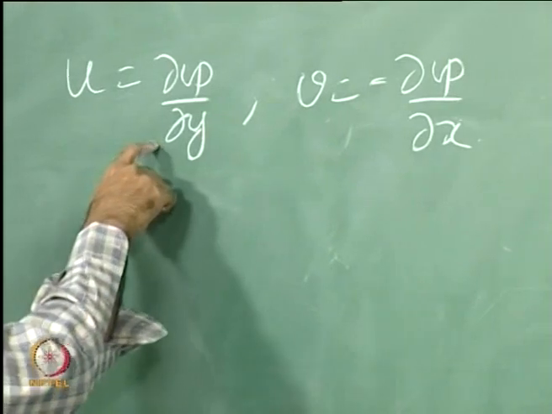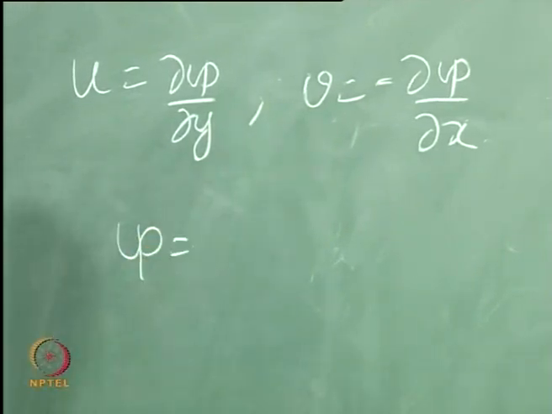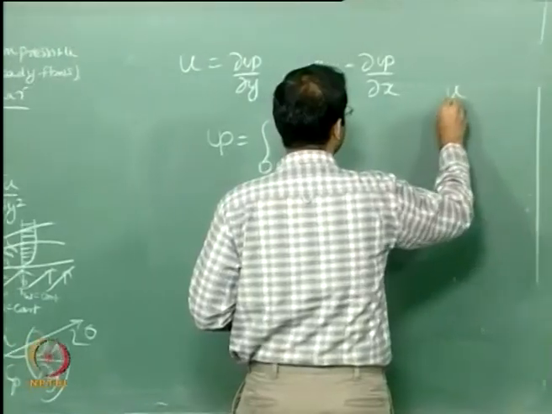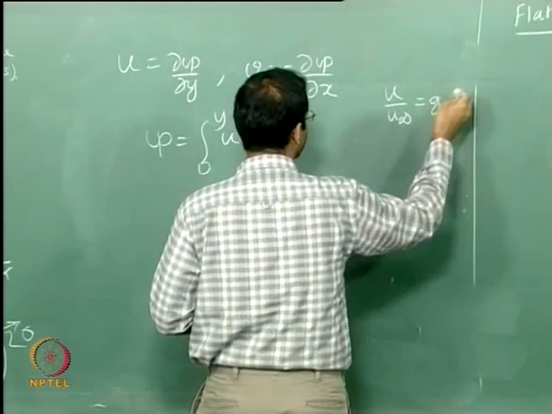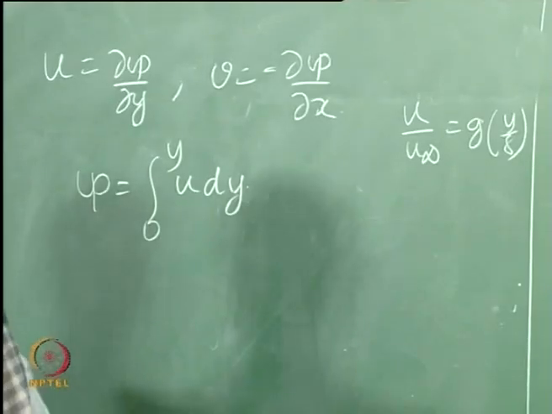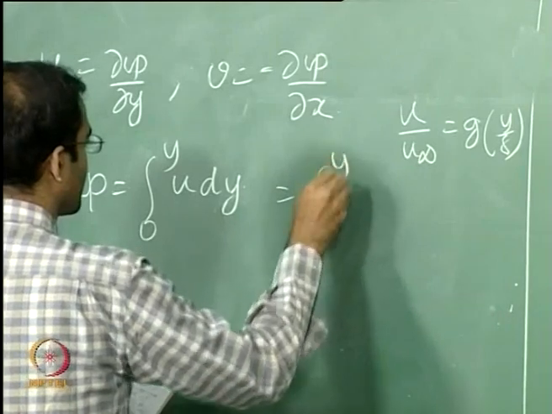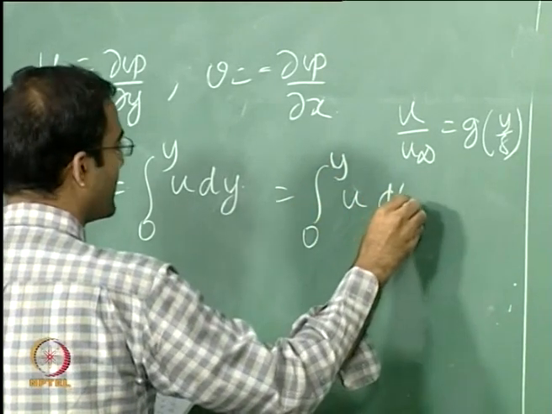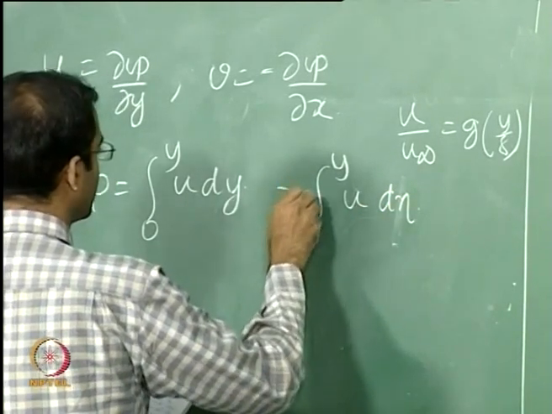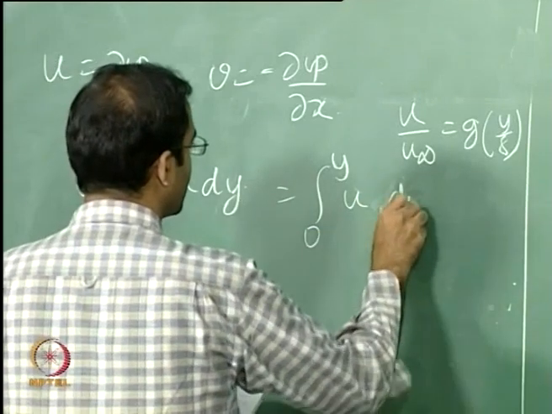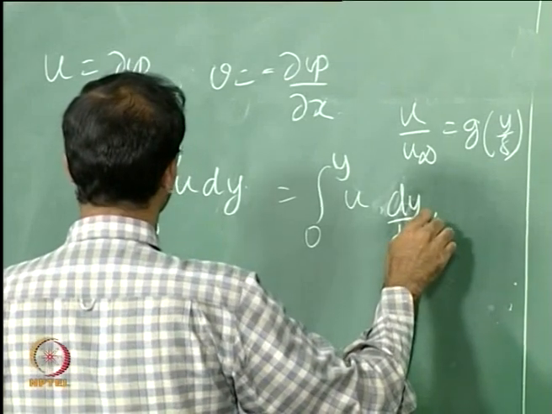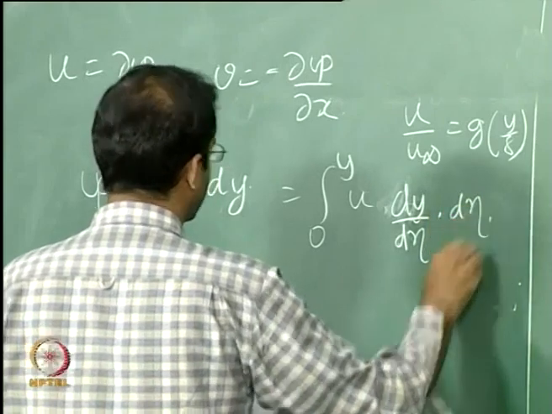Now if I take this and integrate it along y, I get the integral from 0 to y of u dy, and already I know my u by u infinity is nothing but g of eta, or g of y by delta. So I can substitute in terms of delta here, the integral from 0 to y of u dy by delta, which is d eta into delta, or I can just say dy by d eta. So I can directly transform it this way.